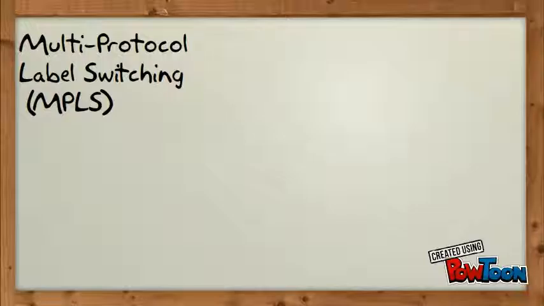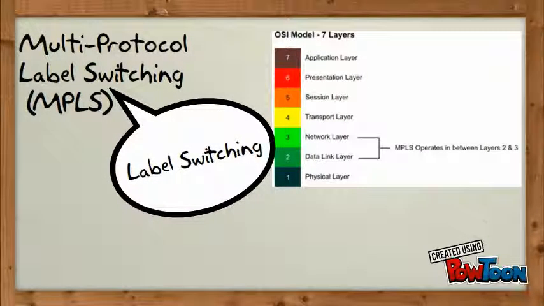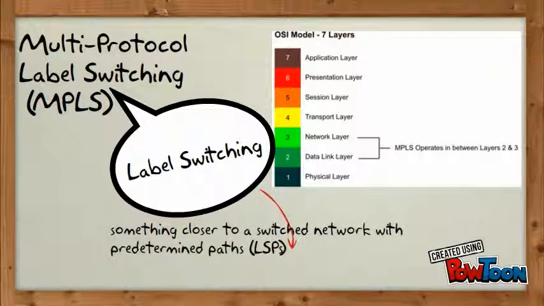Multi-protocol label switching is a network protocol which occurs in between the data link layer and the network layer. So basically the network packets are transferred in the data link layer rather than in the network layer. So that accounts for a better transport efficiency.